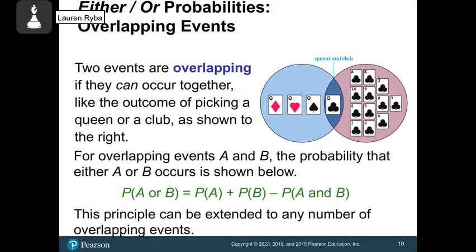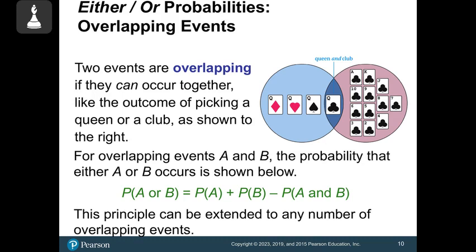The other type of OR probabilities is when we have a thing called overlap. Two events are overlapping if they can occur together, like shown here. Picking a queen out of a deck of cards or picking a club. So in the blue circle here are all 4 queens. In the reddish circle here are all 13 clubs. And you can see here that this card in the middle, the queen of clubs, happens in both circles.